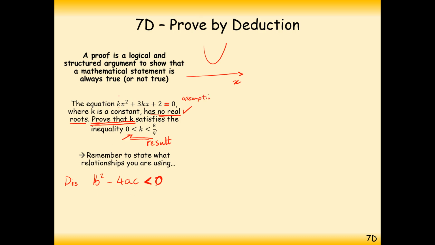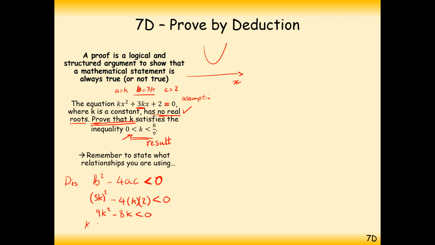So now, what is A? A is k. B is 3k. And C is 2. So I'm going to write here 3k and square it, because that's the value of B here. And then 4 times k, and the value of C is 2. So I'm going to set that below 0. That's 9k squared minus 8k is less than 0.